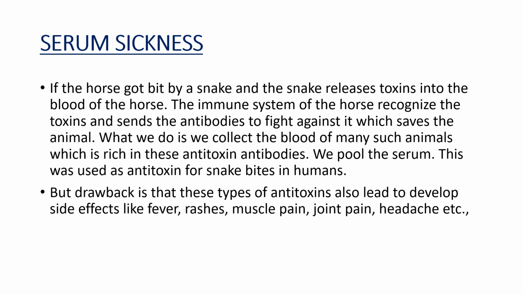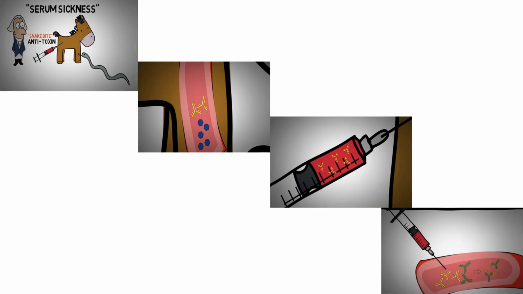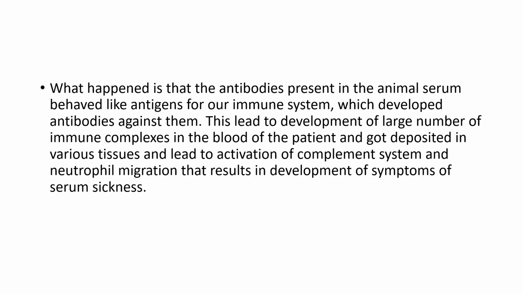But the drawback is that these types of antitoxin also lead to side effects like fever, rashes, muscle pain, joint pain, and headache. What happened is that the antibodies present in the animal serum behaved like antigens for our immune system, which developed antibodies against them. This leads to development of a large number of immune complexes in the blood of the patient, which got deposited in various tissues and lead to activation of the complement system and neutrophil migration that results in development of symptoms of serum sickness.